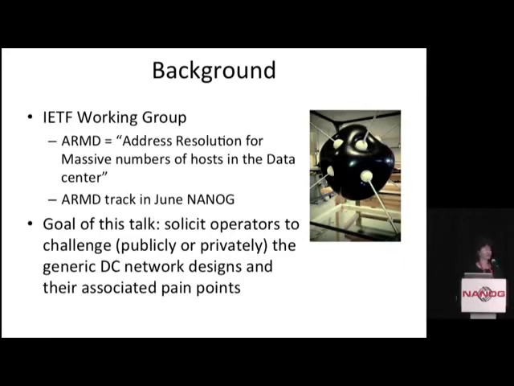And the goal of this talk is really this: during our communication with various data center operators, some of them have expressed that they don't really want to disclose their issues and problems publicly. And so we just put together some generic data center designs and pain points. Hopefully, mainly for you operators, to challenge those issues and those designs, and tell us if some of the designs are not correct, or give us some more input on what other problems you may have seen.